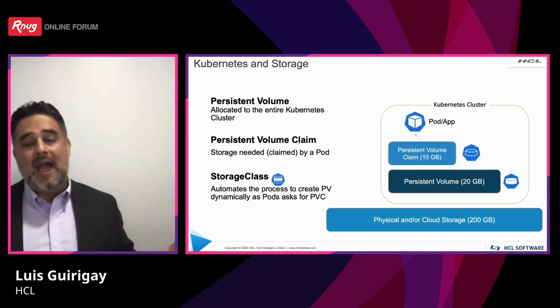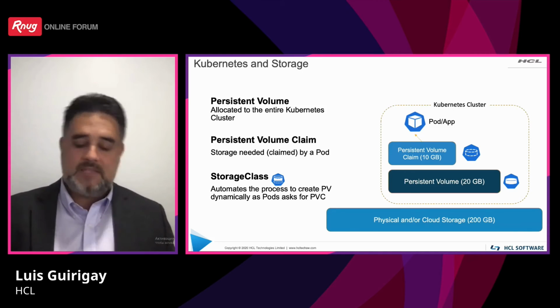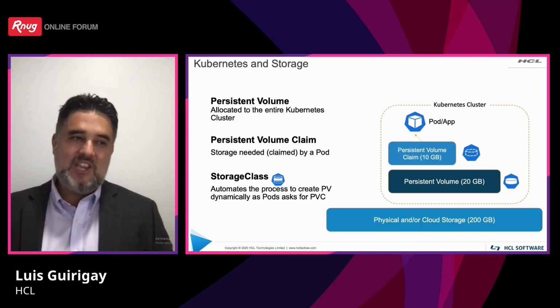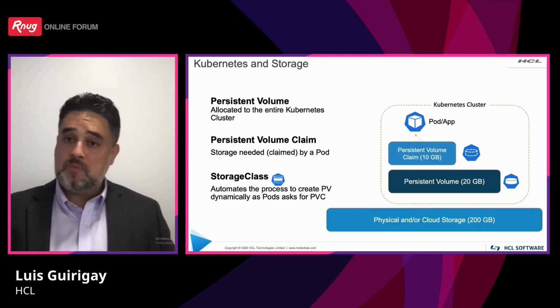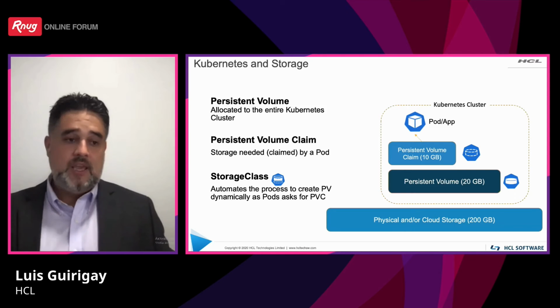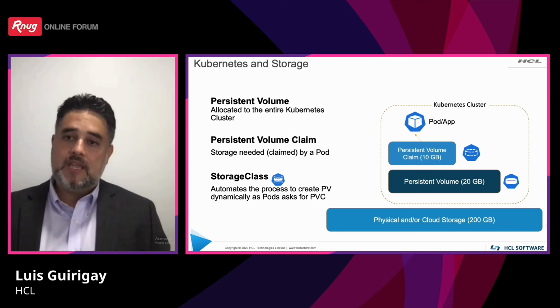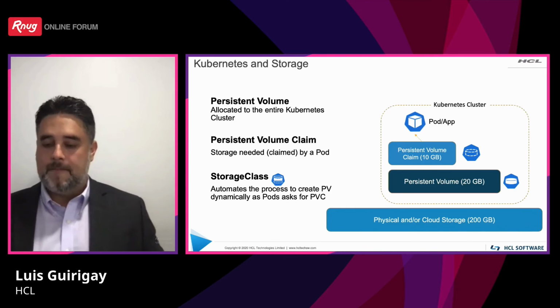At this point, I could add more applications, whether they are on the default namespace or they are on different namespaces, but I can create more applications that can now use the 10 gigabytes remaining. It could be one for another 10 gigabytes. It could be 5 different apps or pods that each of them do a persistent volume claim of 2 gigabytes each. It's totally fine.